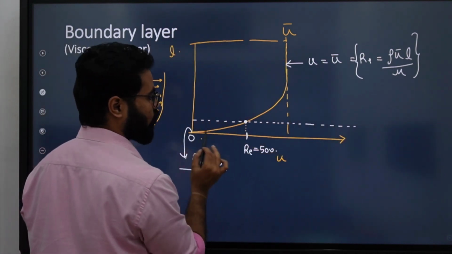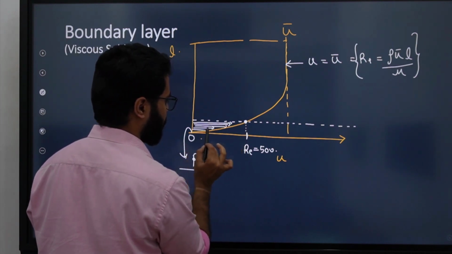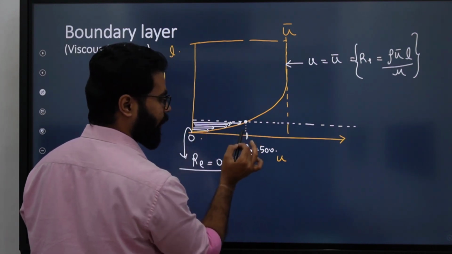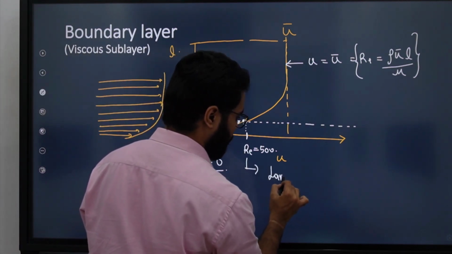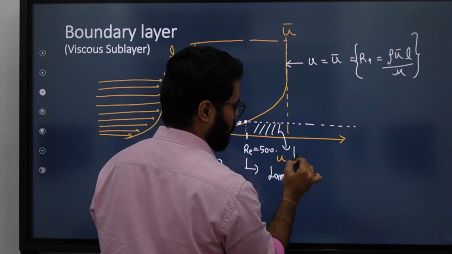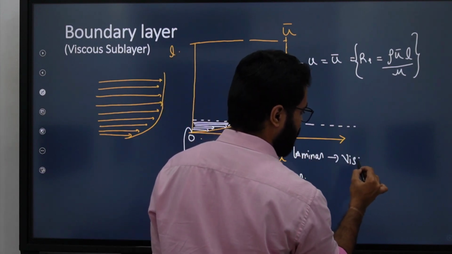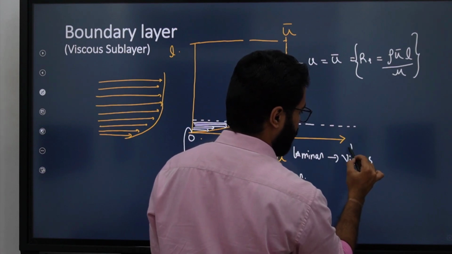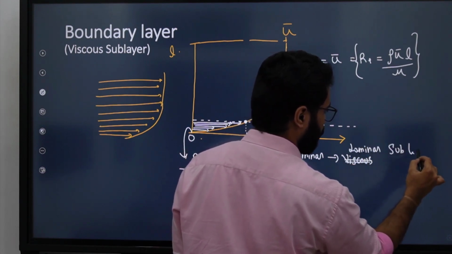Okay. Till this point, let us assume the flow has attained some velocity. It has attained some velocity, and at this point, Reynolds number is 500. Reynolds number 500 means the flow is laminar. So in this layer, flow is laminar. Therefore, it is also known as viscous or laminar sublayer. Laminar sublayer.